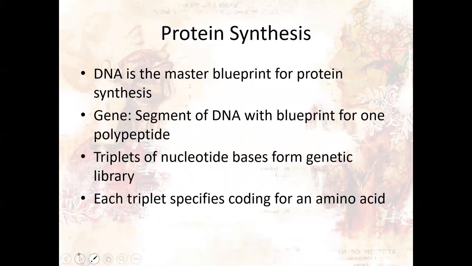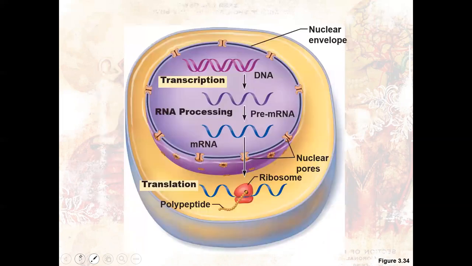DNA is a giant blueprint for making proteins. A gene is a portion of DNA with a blueprint for one protein. Every three letters on that big DNA molecule codes for an amino acid. Here is the master thing: DNA, RNA, protein. Transcription, translation.